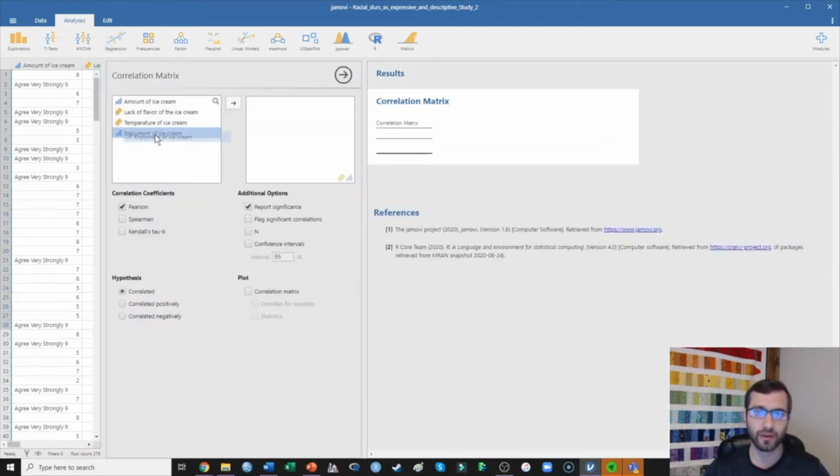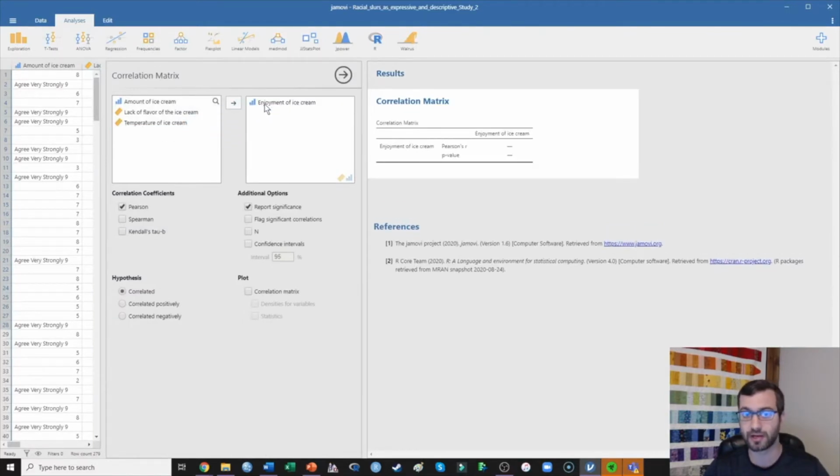So the thing that I'm really interested in is the enjoyment of ice cream. So I like to put that first. You can think of this almost like the outcome variable, that I believe all of these other things are going to contribute to.